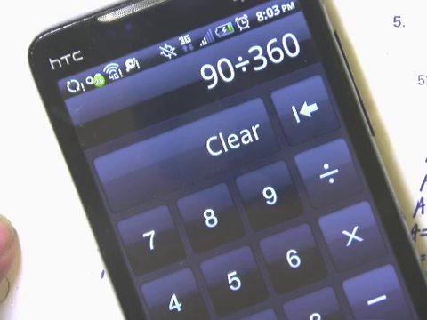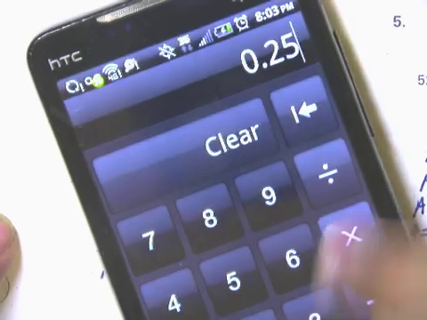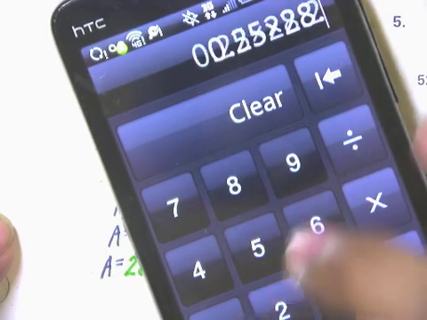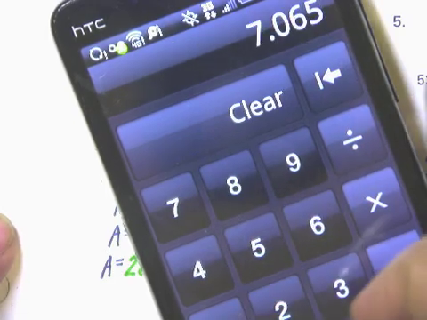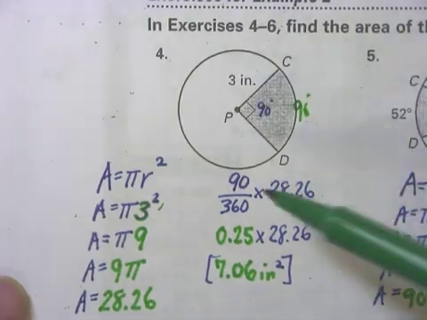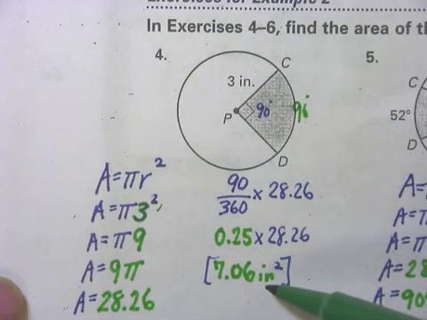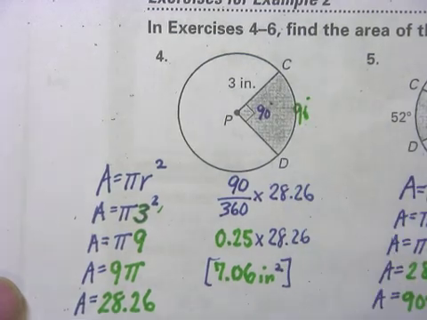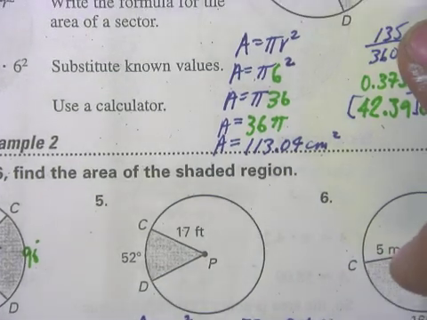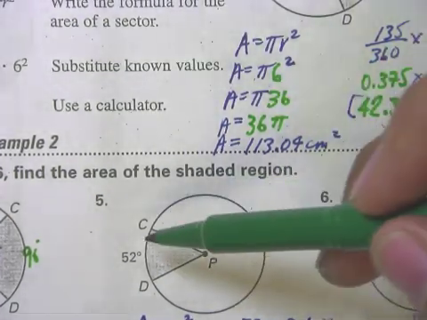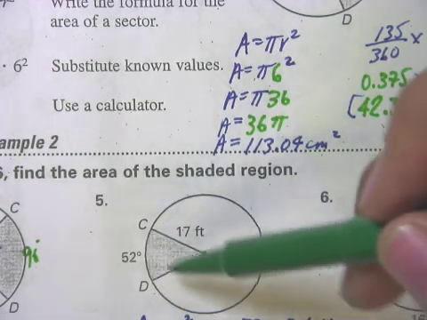90 out of 360 is a quarter. I multiply them together. Let's take a look here. 90 divided by 360 is 0.25. So I'm going to multiply that by 28.26. And that's going to give me 7.065. So the area of this sector here is 7.06 inches squared, because the area is always going to be in units squared. Okay?